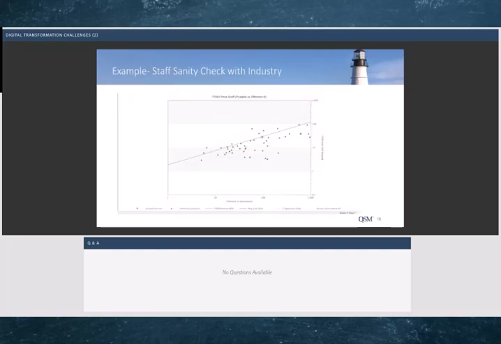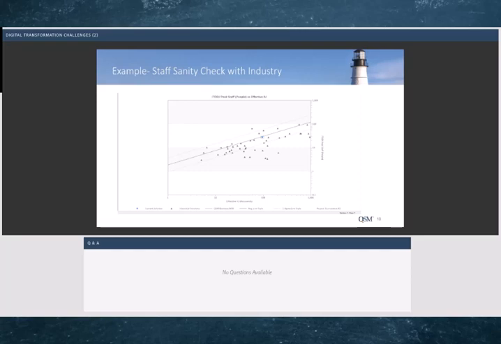The other thing we want to do is sanity check these estimates with industry data, in addition to our own historical data. You can see here, this is a scatter plot from one of the QSM SLIM-Estimate tools. And you can see in the center there, we've got a trend line that represents the industry average for the type of project we're working on for the staffing levels.